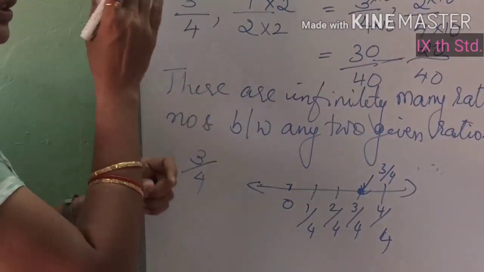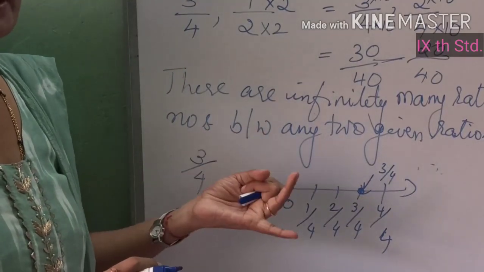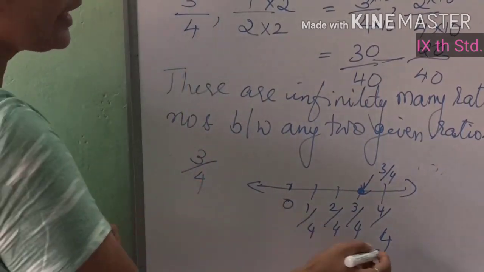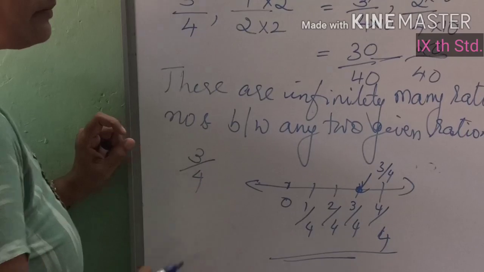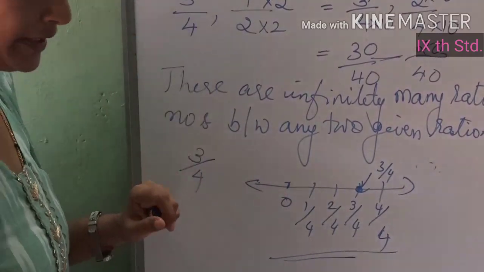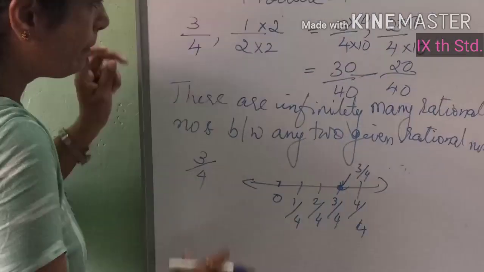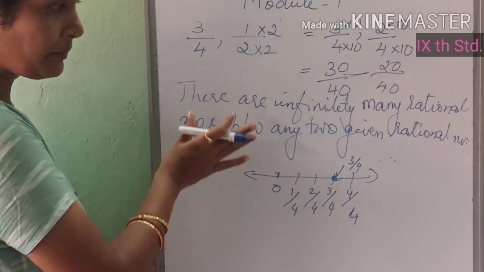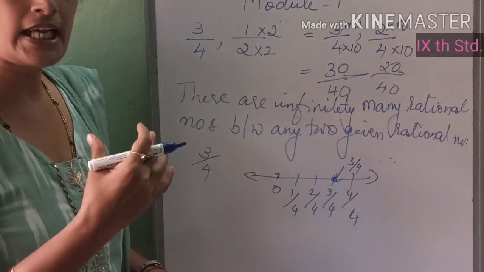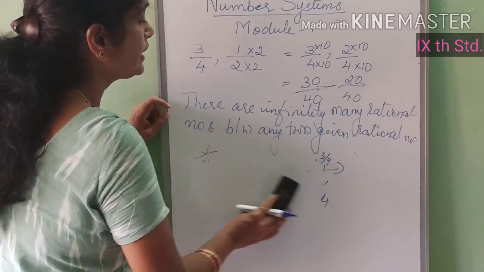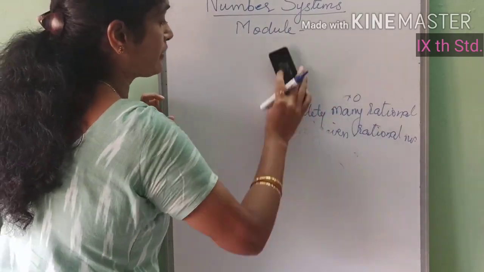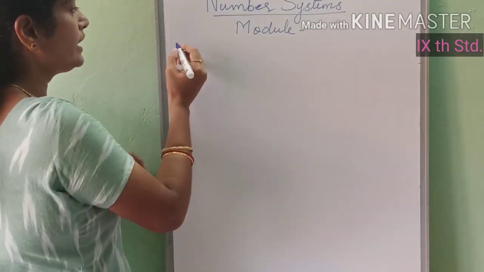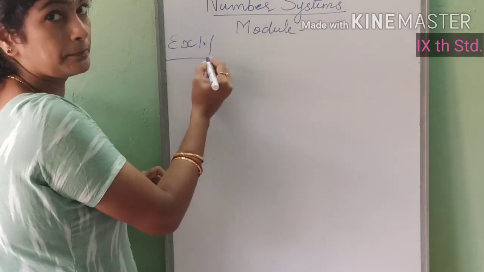Like this, we represent integers, whole numbers, and natural numbers on the number line, and rational numbers are also represented on the number line. Similarly, apart from all these, there is another set of numbers also. These are the number systems which you have learned. So in class 9, we will study the other number systems apart from these. Before that, let's see exercise 1.1.